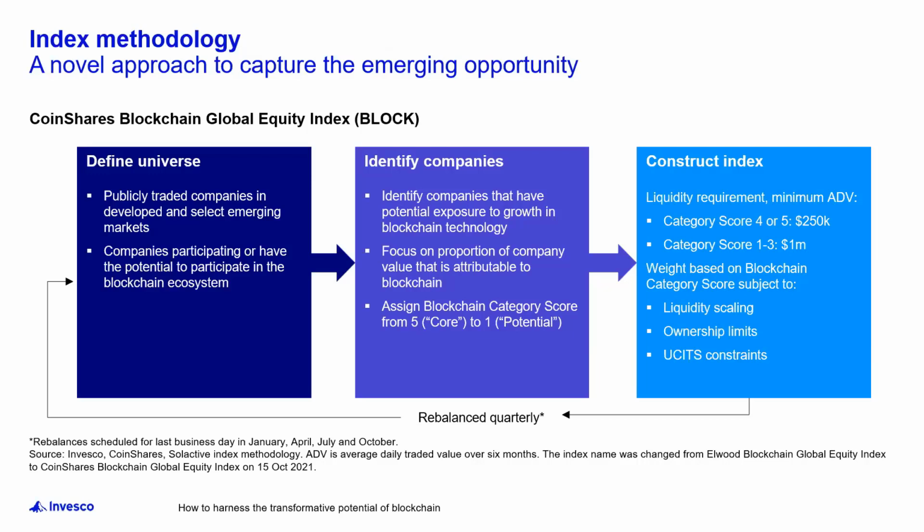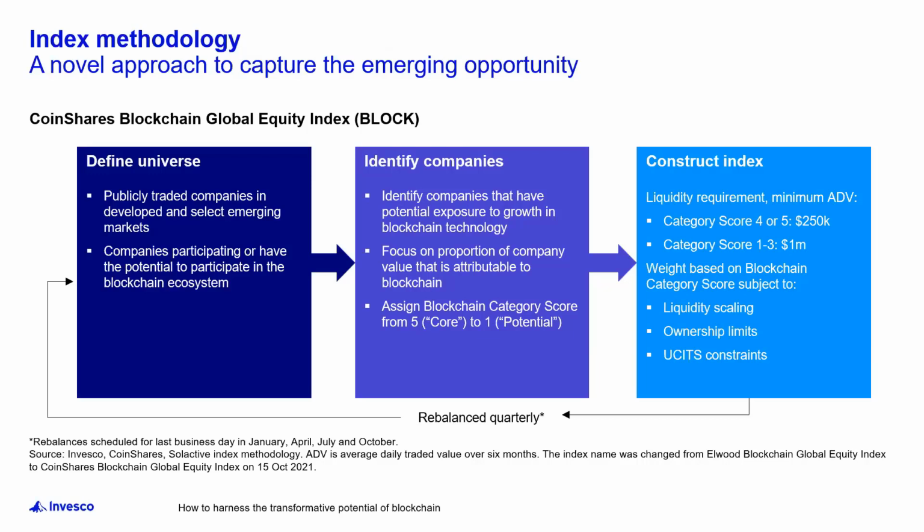As we've talked about, those stocks are then scored, and then the index is constructed by first of all filtering based on liquidity. So based on the category score, we'll have a different liquidity threshold. So we're willing to take a slightly lower liquidity threshold for more focused stocks, and then the index provider will weight the index based on that blockchain category score, but with some scaling effects for liquidity, for ownership limits, and for our UCITS constraints to ensure investability in the fund.